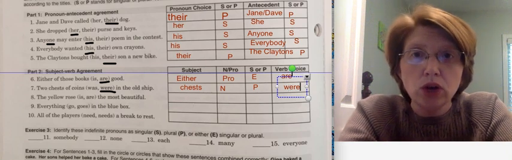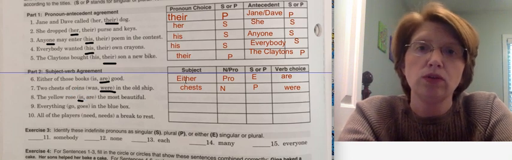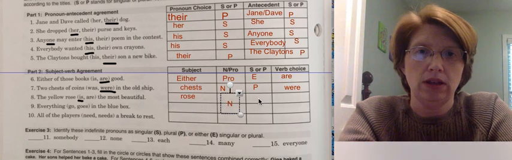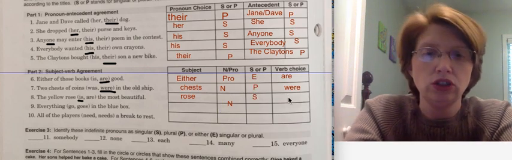The yellow rose is the most beautiful. The subject is rose. It is a noun. It is singular, so we are going to choose is.